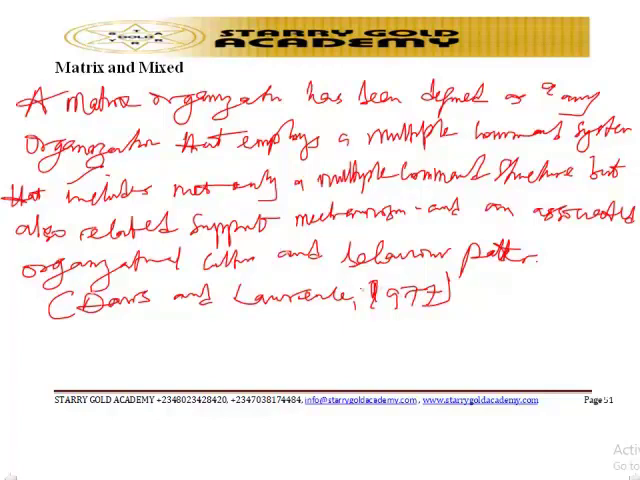1977. Again, the matrix organization has been defined as any organization that employs a multiple command system that includes not only a multiple command structure but also related support mechanisms and an associated organizational culture and behavior pattern.